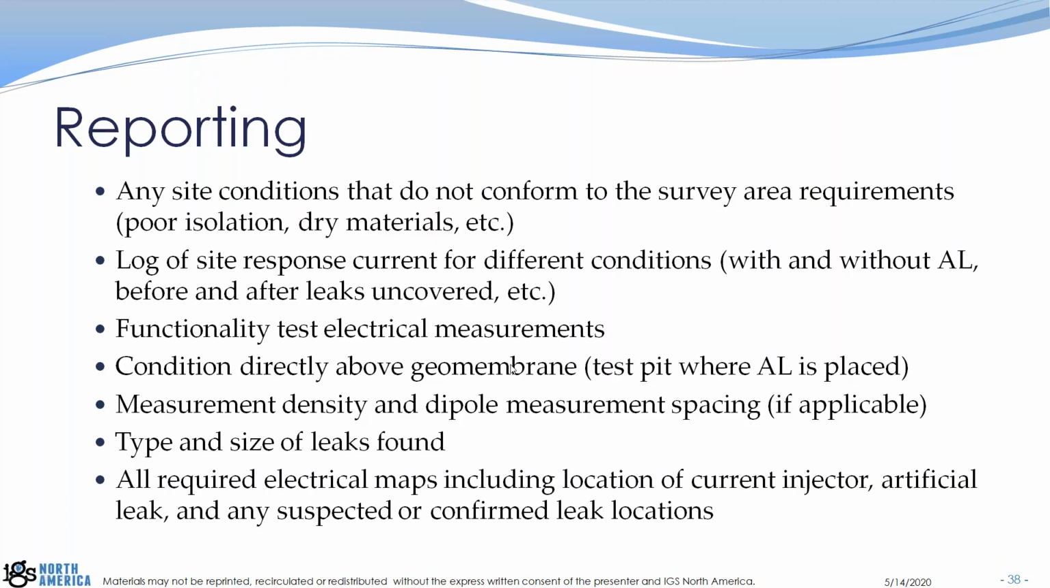So as part of reporting, you need to report any site conditions that don't conform to the survey area requirements, any locations of poor isolation, dry materials, etc. A log of site response current for the different conditions. The functionality test electrical measurements that we went over. The condition directly above the geomembrane, your test pit where the artificial leak was placed. The measurement density that was used, dipole measurement spacing if applicable, type and size of leaks found, and all of the required electrical maps.